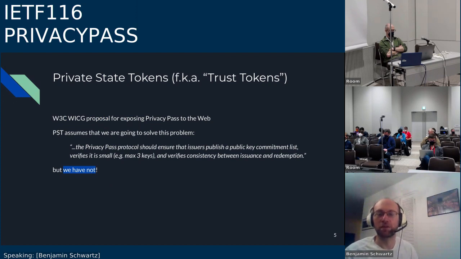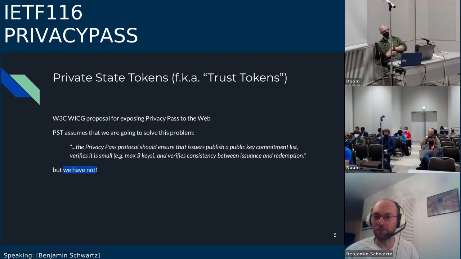So that's one piece of background. The other piece of background that I want to talk about is the private state tokens work. I should say I'm not involved with the private state tokens work, and there are some people here who are. So I'm probably going to get some of the history here wrong, and I'd welcome being corrected. For those who haven't been following, this is the W3C incubator proposal that would expose Privacy Pass to the web. In my view, this is the real customer for Privacy Pass. This is the key reason to do Privacy Pass, in pursuit of these web use cases, and that would flow through something like private state tokens.